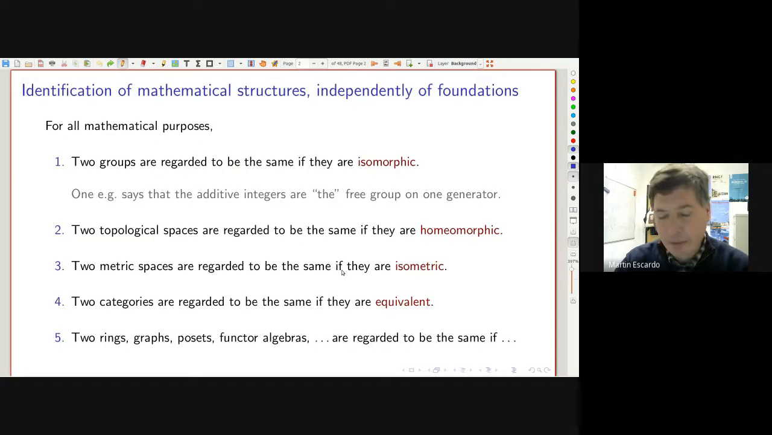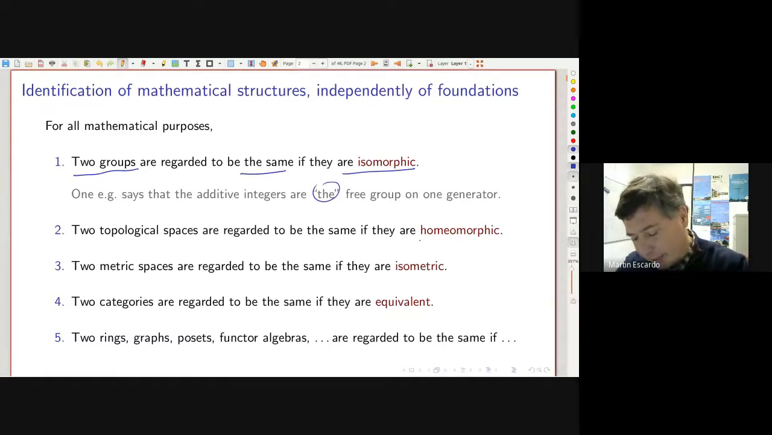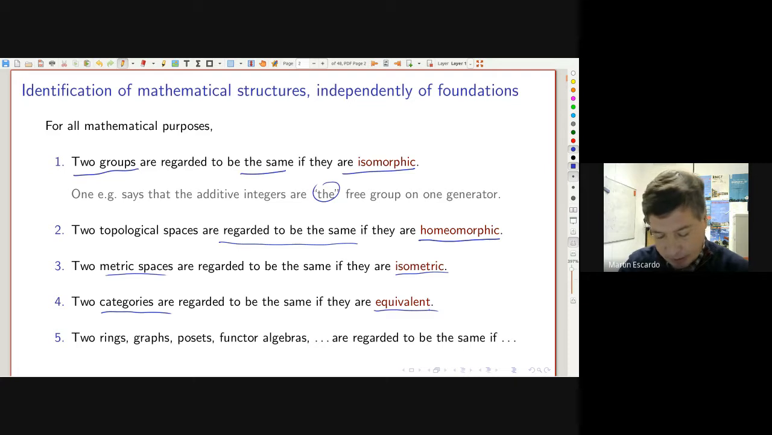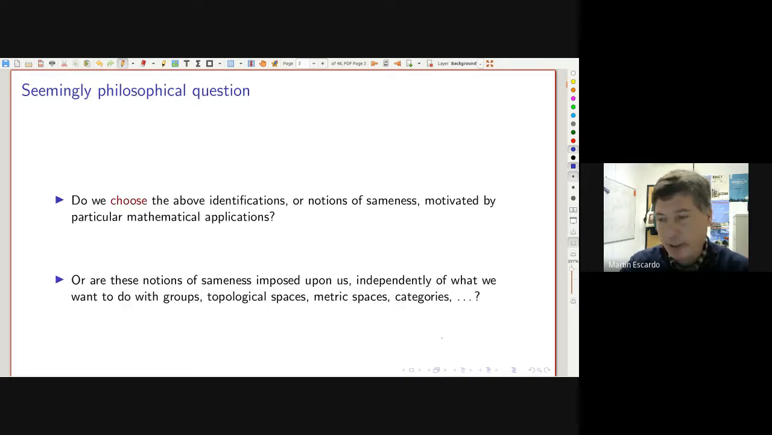So if you do mathematics, then of course you consider two groups to be the same if they are isomorphic. And for example, you say the free group on one generator, and this is the integers. And similarly, we say two topological spaces are supposed to be the same if they are homeomorphic, and metric spaces if they are isometric, and categories if they are equivalent, and so on, right? So you're very familiar with that. And so it is natural to ask the following.